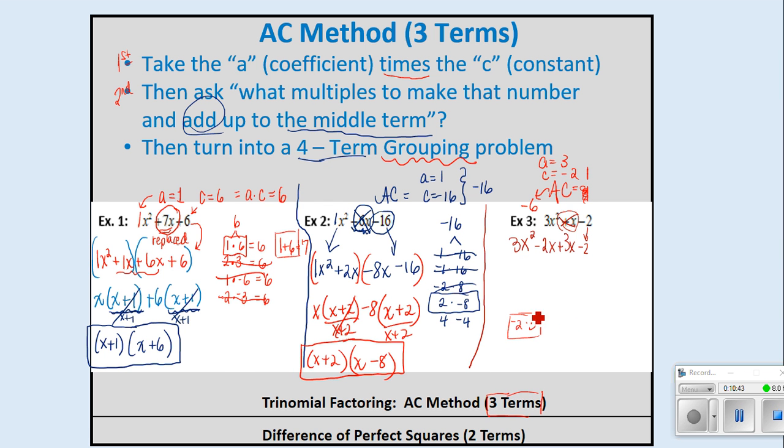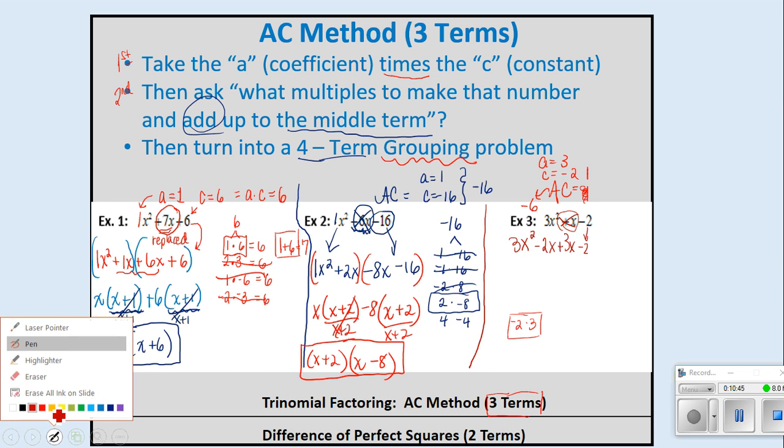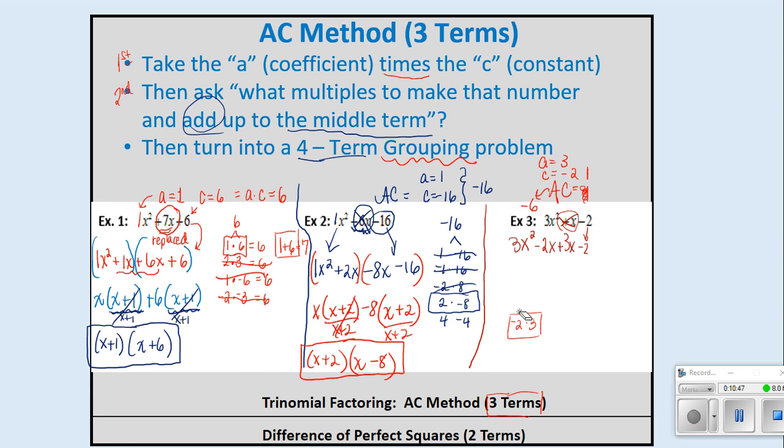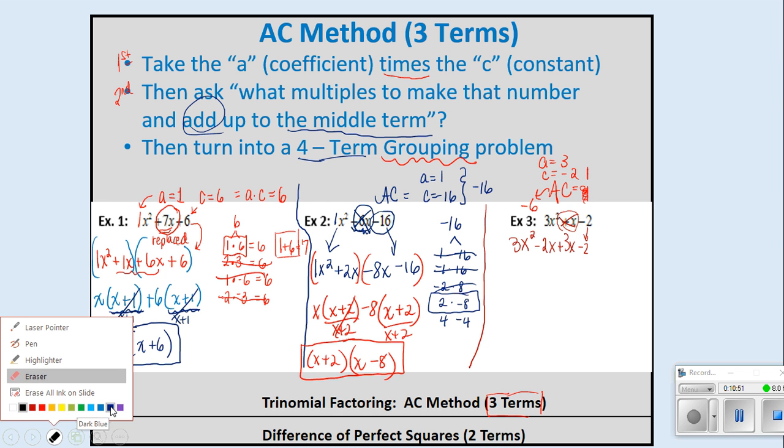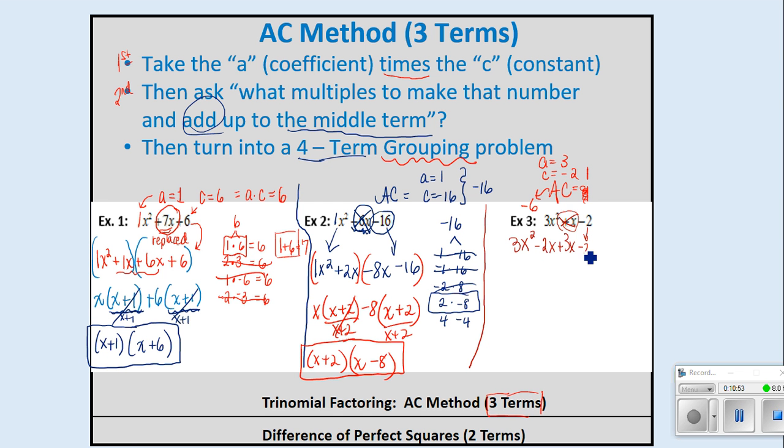Okay, and so now that I have my factors, I'm going to go ahead and erase those out of the way, and I'm going to turn this into a grouping problem. So I got my 4 terms, and 3x and negative 2x do become a 1x, so we group the first two together. What do they have in common? They have an x. That leaves us with 3x minus 2.